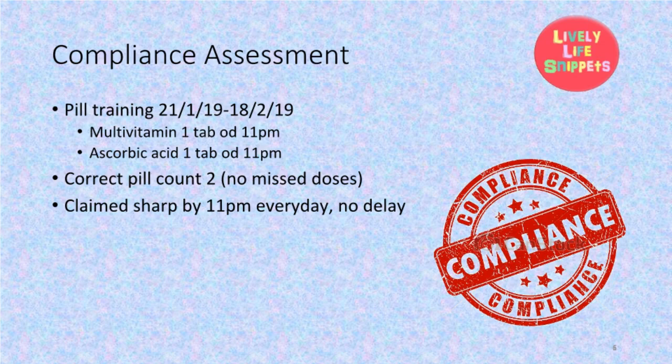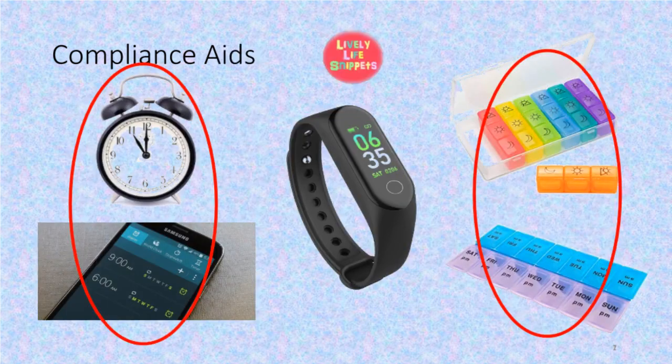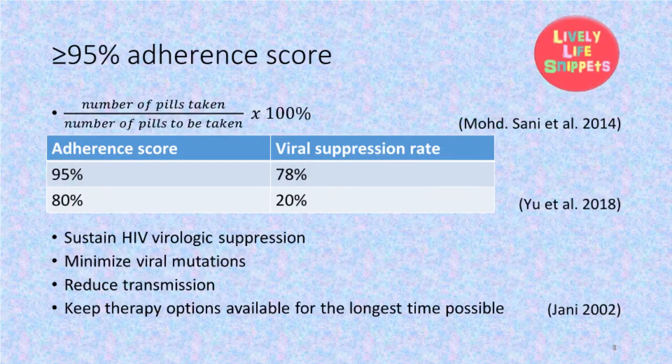After 4 weeks, patient returned with 2 tablets of multivitamin and vitamin C. The pill count was correct and patient did not miss any doses, not even delay in timing. The compliance aids used by this patient included an alarm clock, phone alarm and pill box. Adherence score can be calculated by the number of pills taken divided by number of pills to be taken multiplied by 100. Our patient scored a 100%.